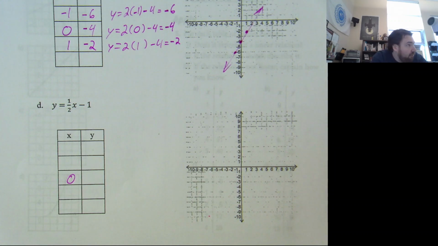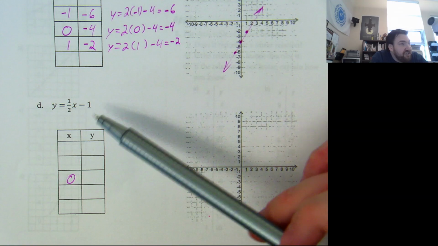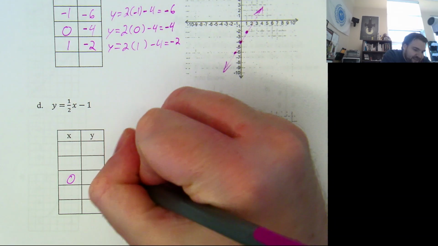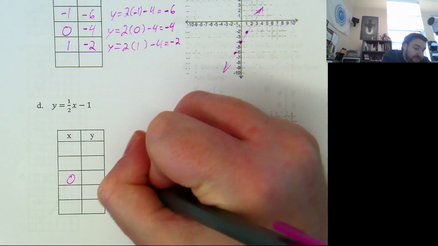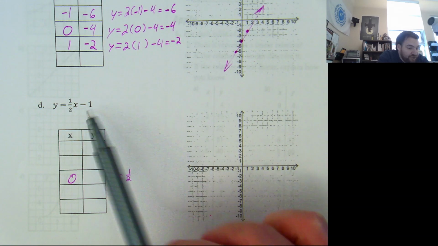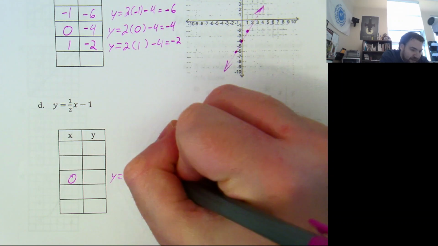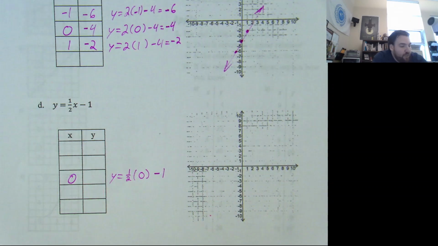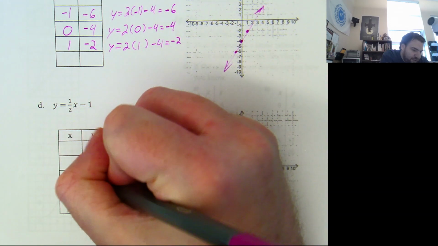Okay, so if I plug 0 in here, 0 is always nice. Let's take a look at what we have here. We've got 1/2 is our new equation, x minus 1. So we're going to have a half, we're going to put a set of brackets down, go minus 1, and I'm going to plug 0 in there. What's 1/2 times 0? 0. And then 0 minus 1 is? Minus 1. Okay, cool.